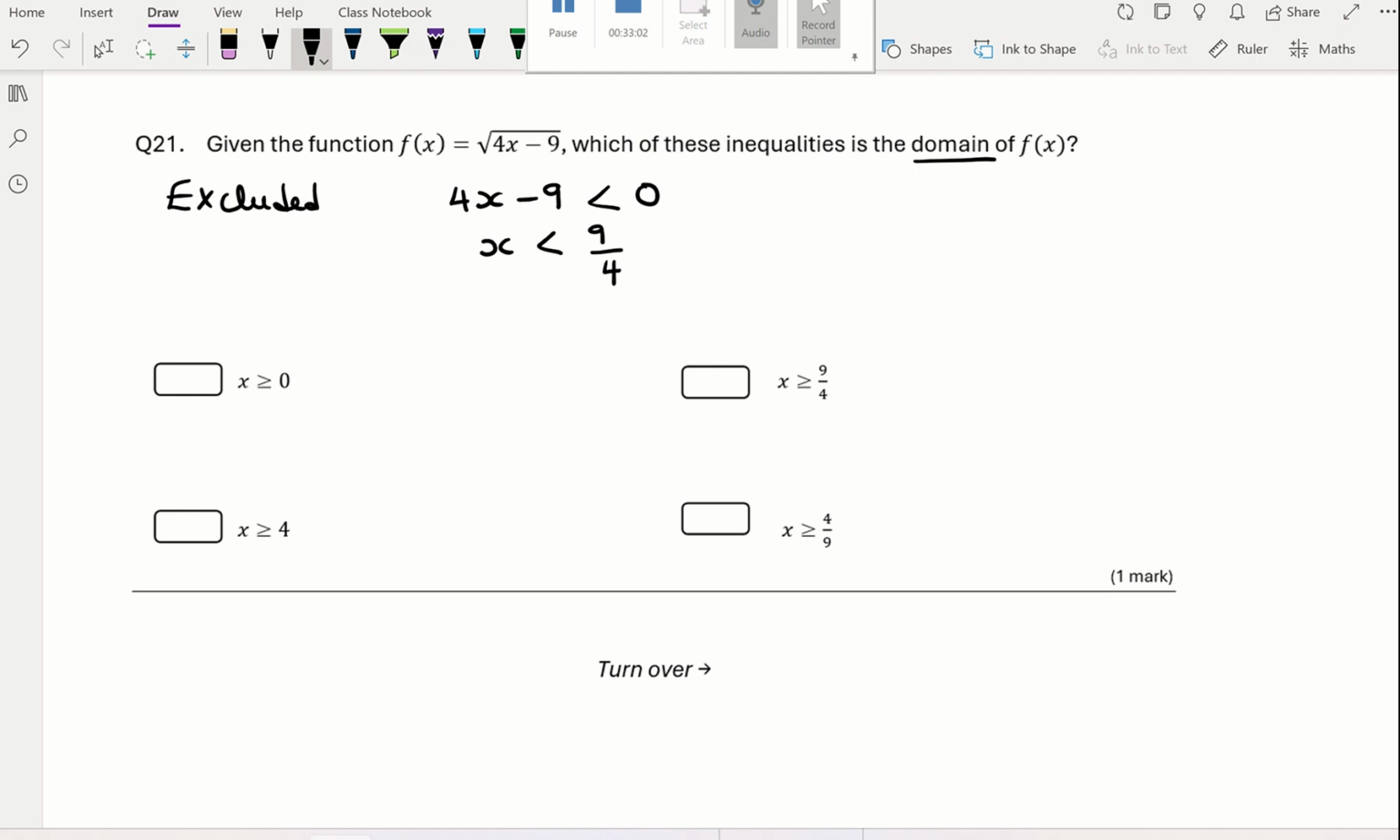That's what's excluded. Therefore, what's included is the opposite of that. x is bigger than or equal to 9 over 4. Equal, because 0 is allowed inside the square root. So x is bigger than or equal to 9 over 4.